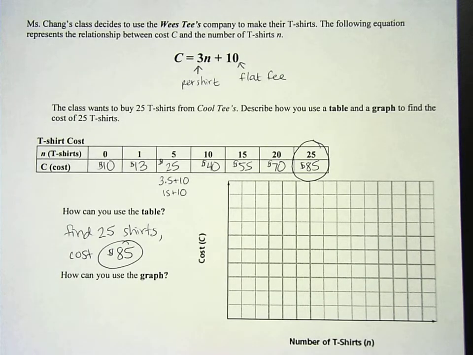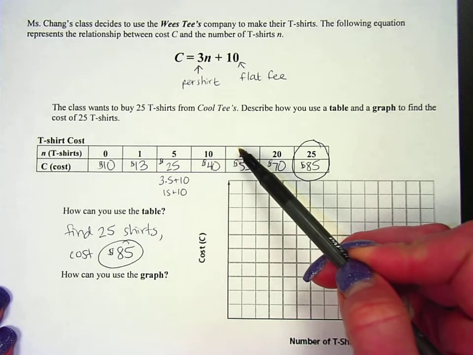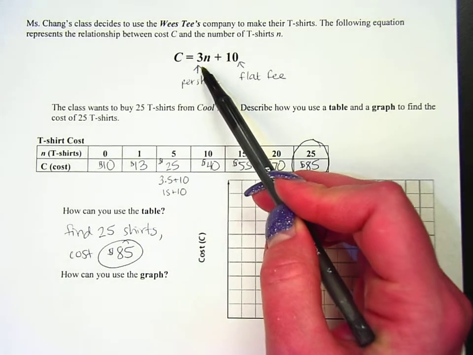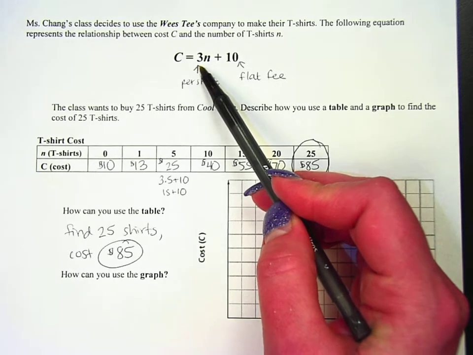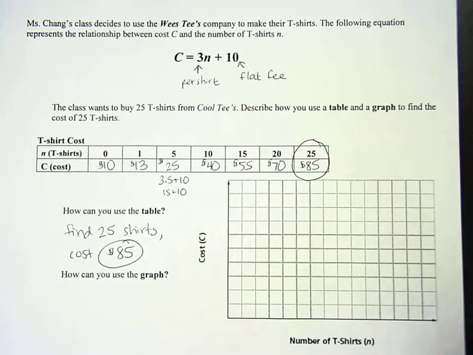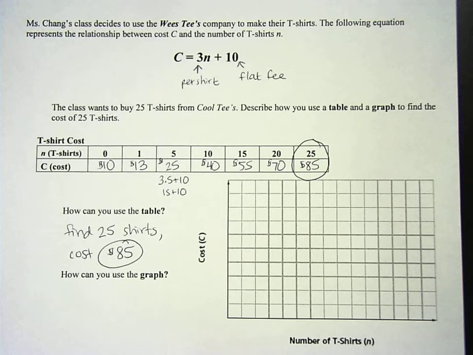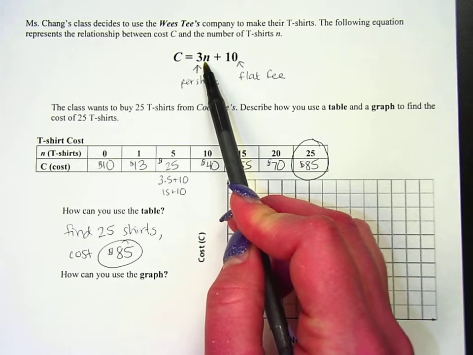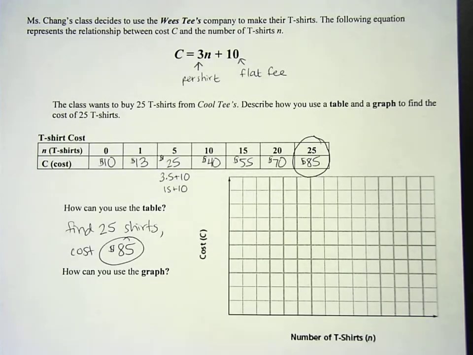So as you're filling out this table, just keep in mind it's not a proportion. So I can't just take 10 times 3, 15 times 3, 20 times 3. Even though this is a constant rate, my slope of $3 per shirt stays the same, I have to add that $10 fee after. Okay, so every time we're going to go back to this original equation, put in whatever you're finding, times 3 plus 10. All right, now let's look at the graph.